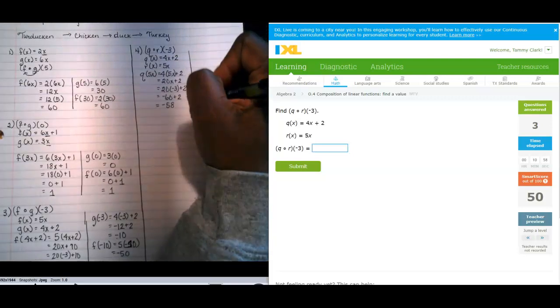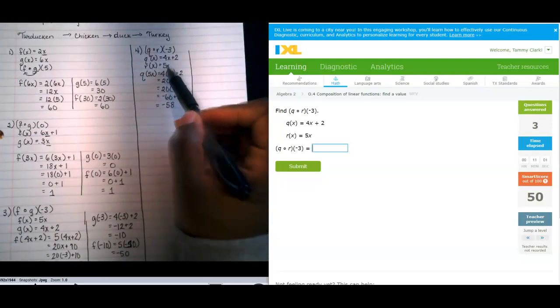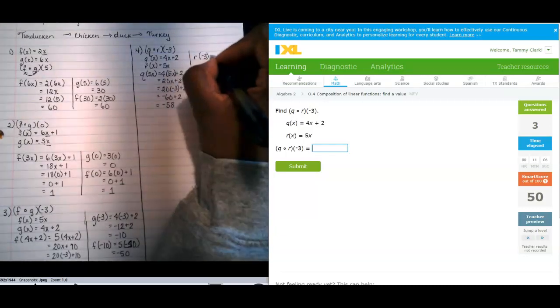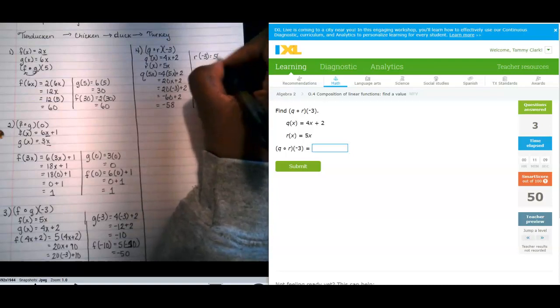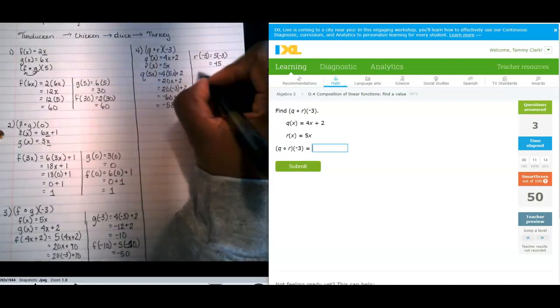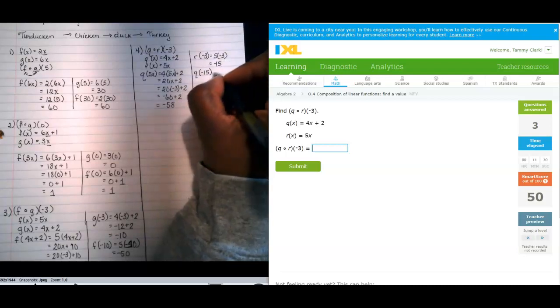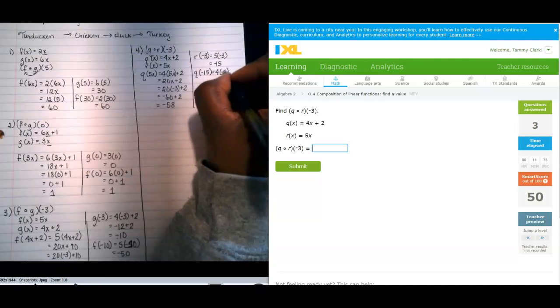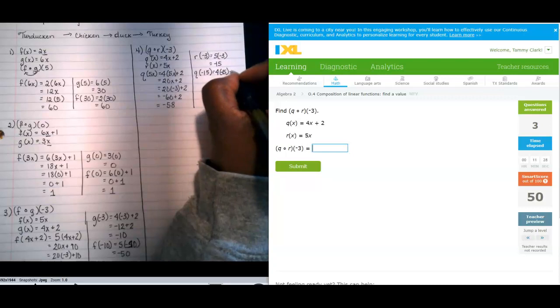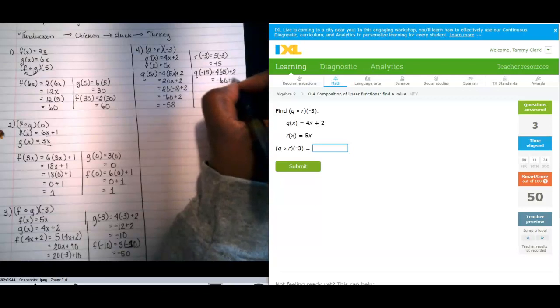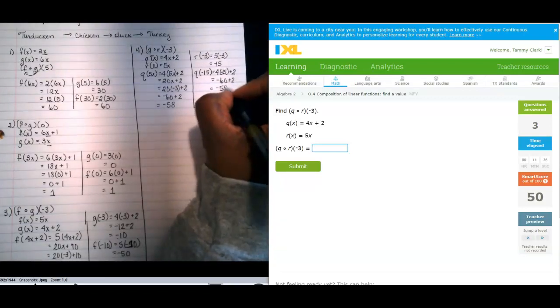Alright, and over here, I'm going to evaluate it as if I already knew the number. So I'm going to say R of -3 is equal to 5 times -3, that gives me -15. Then I'm going to come up here to Q, and say Q of -15, because that's my answer, is equal to 4 times -15, oh, I wrote 5, -15 plus 2. Well, 4 times -15 is -60, plus 2 equals -58.